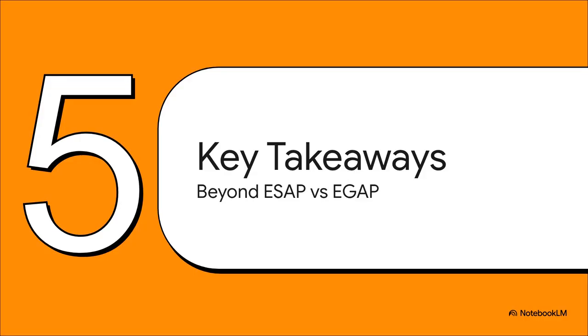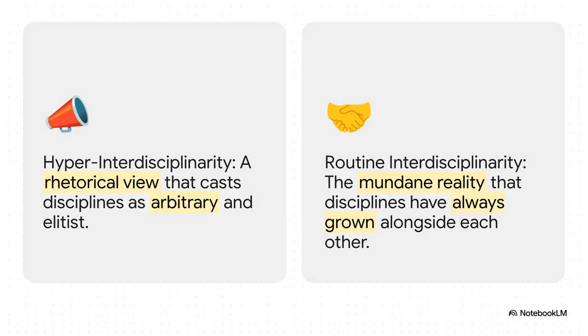Okay, so this is about more than just a clever teaching model. Let's pull the camera back for a second and look at the bigger picture here. Reframing our work as interdisciplinary doesn't just solve a practical teaching problem. It actually forces us to think differently about what disciplines even are. The paper we're discussing today makes this really sharp and useful distinction. On one hand, you have what's called hyper-interdisciplinarity.